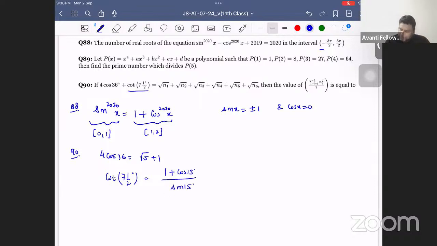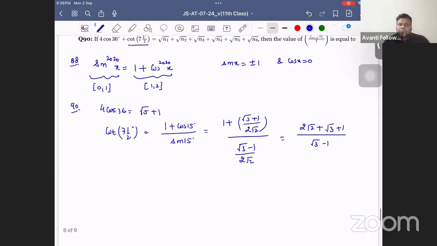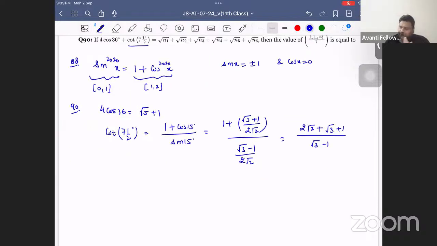Am I clear? Now we know both the values. Cos 15 is (root 3 plus 1) upon 2 root 2 divided by sine 15 is (root 3 minus 1) upon 2 root 2. Got it? So it became 2 root 2 plus (root 3 plus 1) upon (root 3 minus 1). Got it? Now, little bit of hard work is required. You have to rationalize it. So whenever you rationalize it, you will get root 6 plus root 3 plus root 2 plus 2, which is going to be root 4.